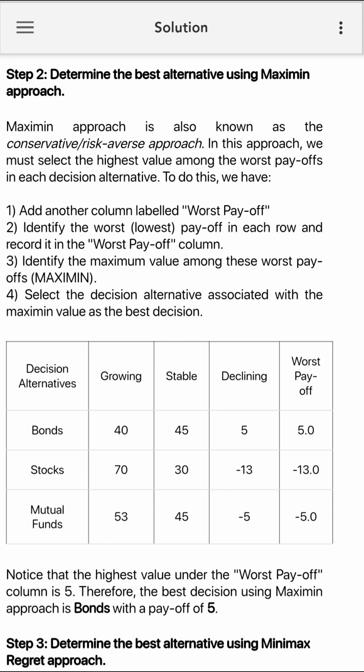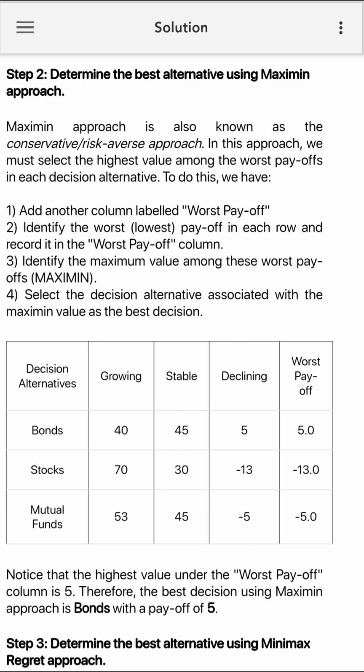This highlights the decision maker's pessimistic perspective, indicating an expectation that, when investing in bonds, the least favorable scenario of a declining economy is anticipated. Consequently, the corresponding value of 5 is placed under the Worst Payoff column.